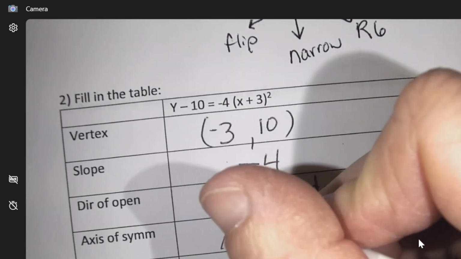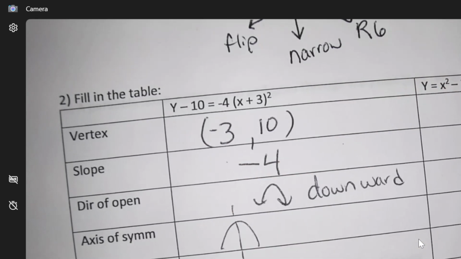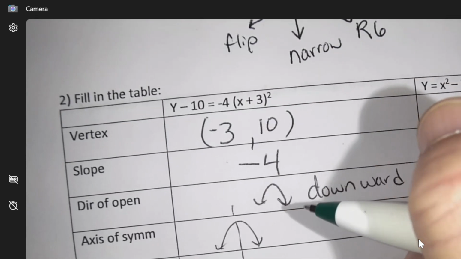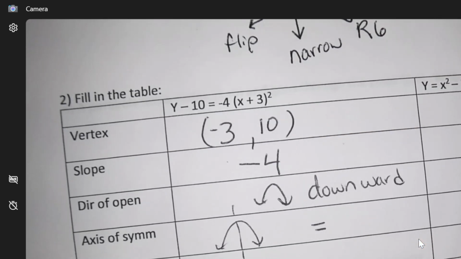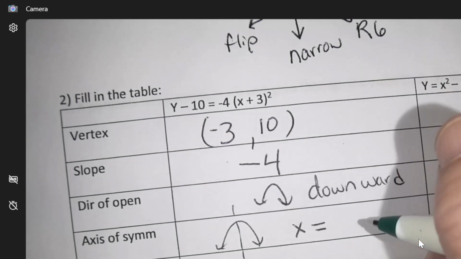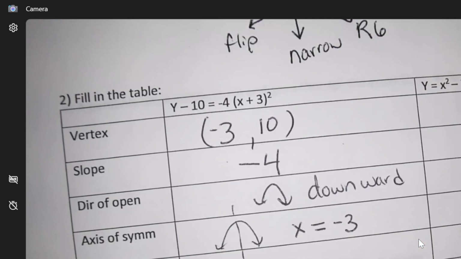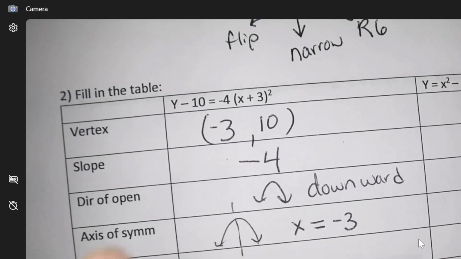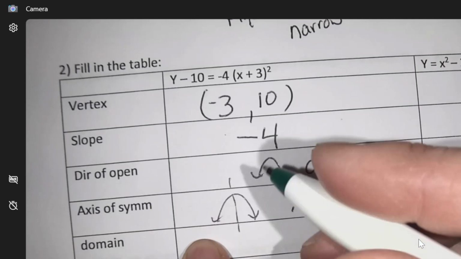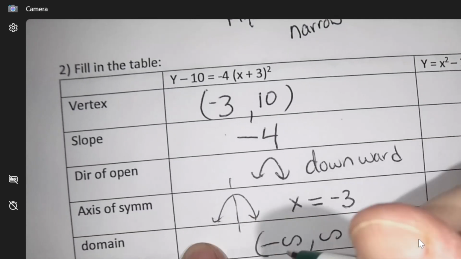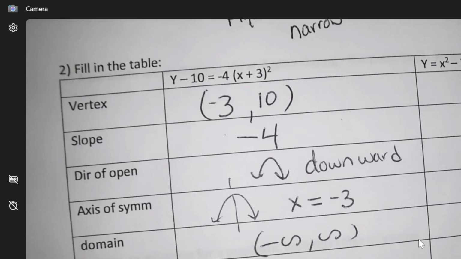Axis of symmetry, so that's like that, cutting through the middle of it. How do you make straight up and down lines? You need an equation that always starts with x equals, and which x value are you going to go through the vertex? Domain, left to right. So that one's continuous.